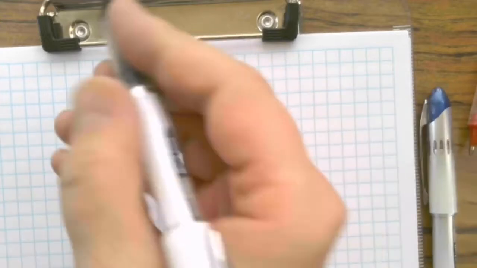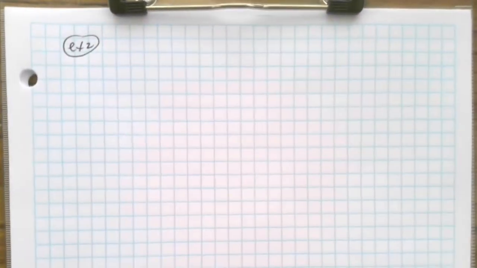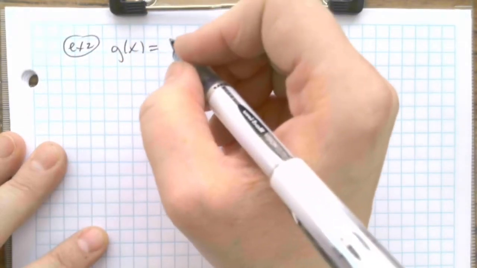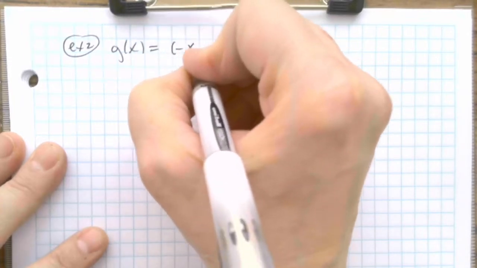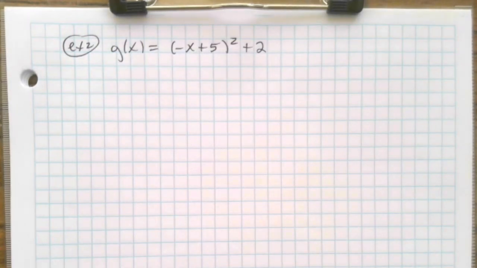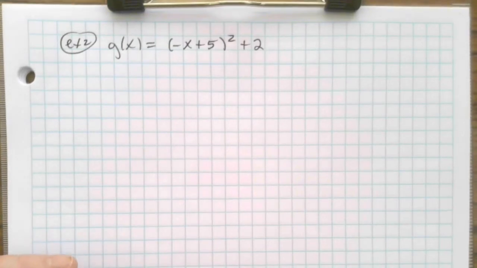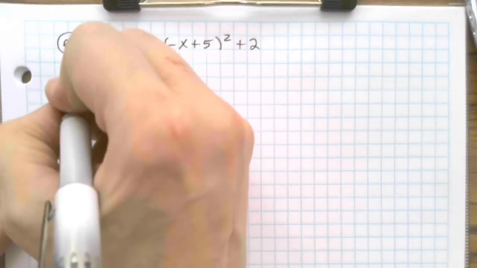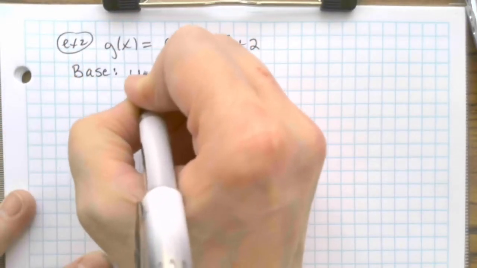Okay, our second example, we're going to do a parabola. So g of x equals (-x + 5) squared + 2. Just to remind you, when we learned this, the order of things that you follow: you always want to go inside to outside, and your stretches or shrinks should come before your reflections if you have any. Okay, so the base of this graph is y equals x squared.